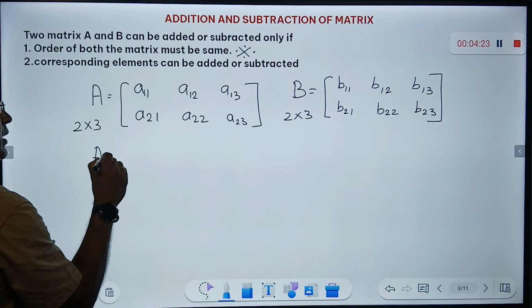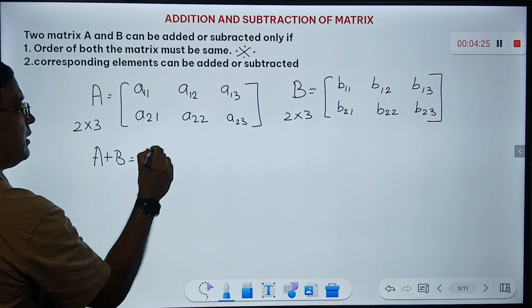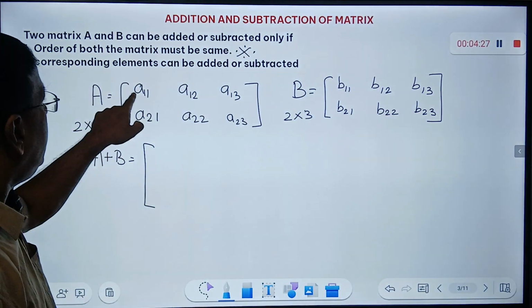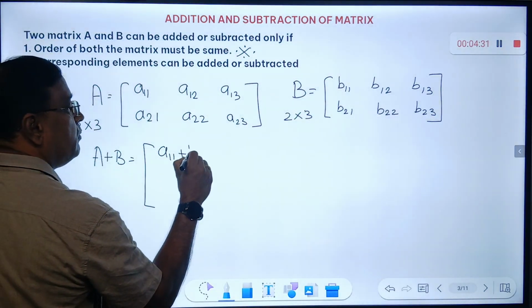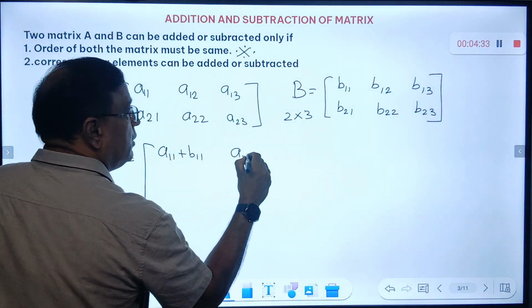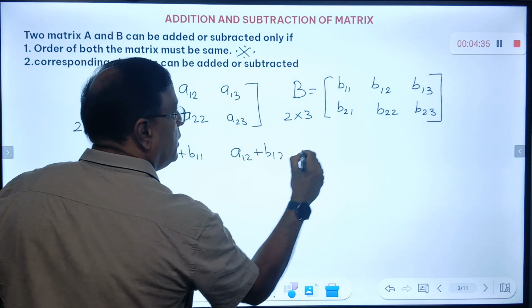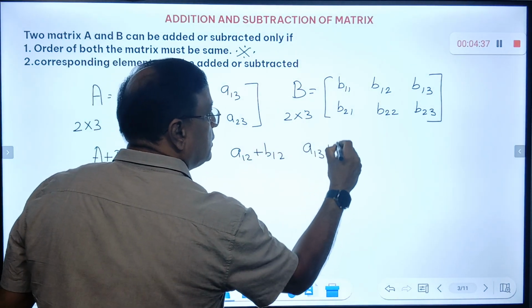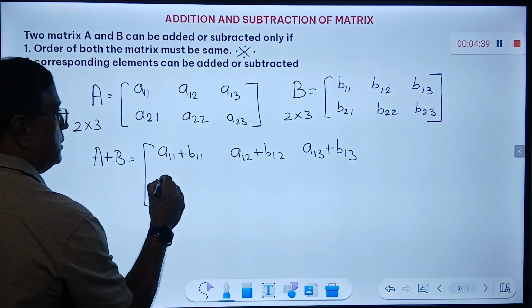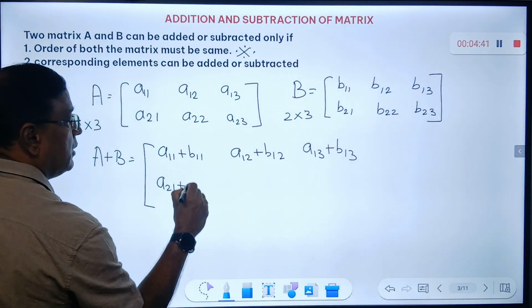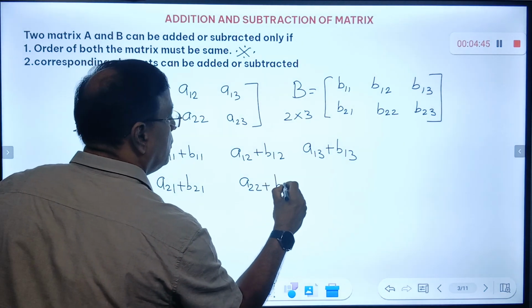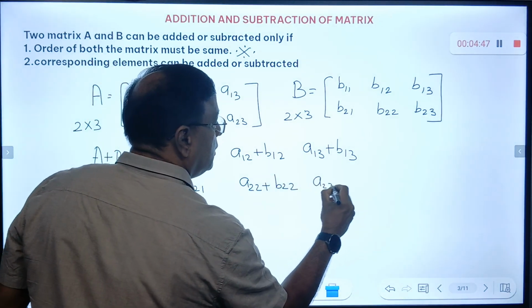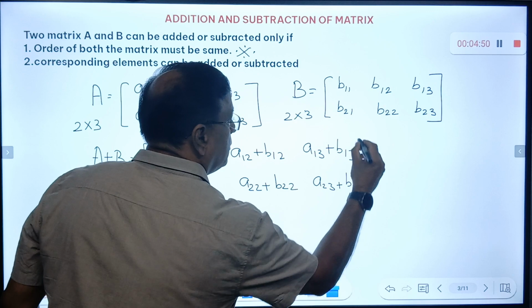To add two matrix, all that you need to do is add the corresponding elements. You add a11 with b11, a11 plus b11, and then a12 plus b12, a13 with b13, a21 with b21, a22 with b22 and a23 with b23.